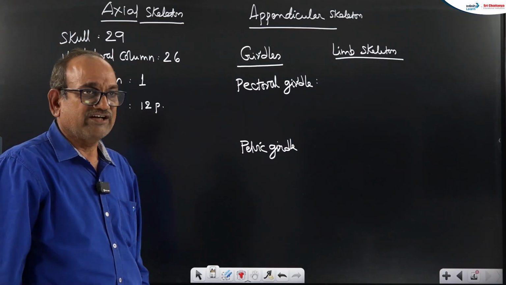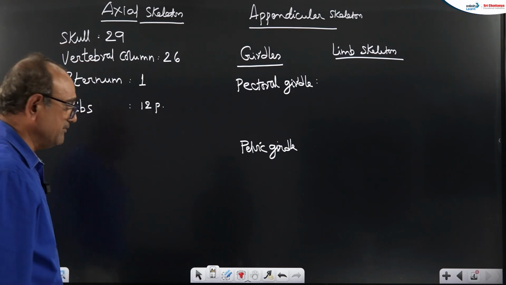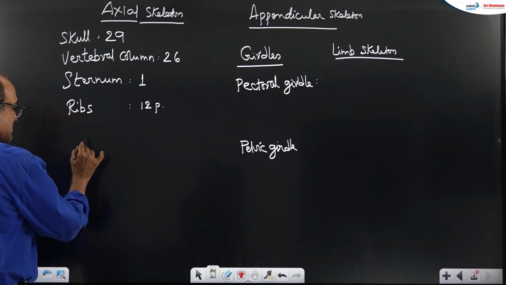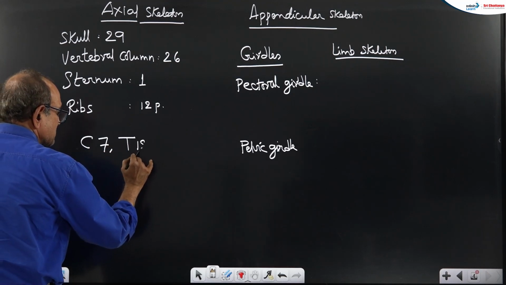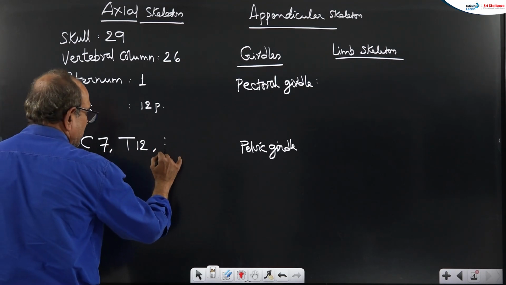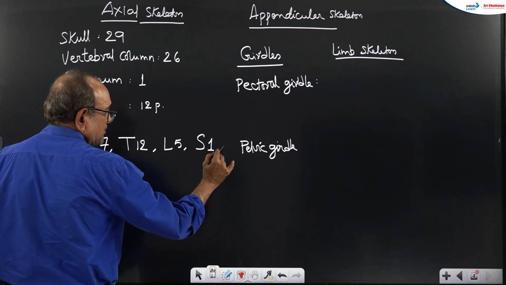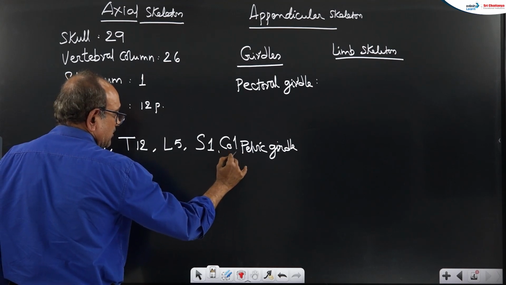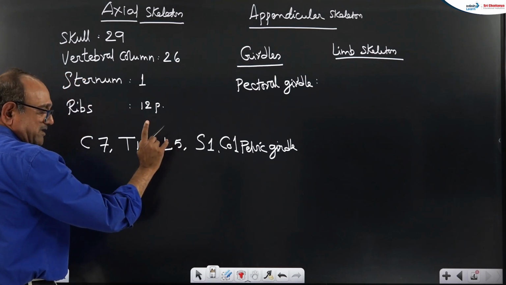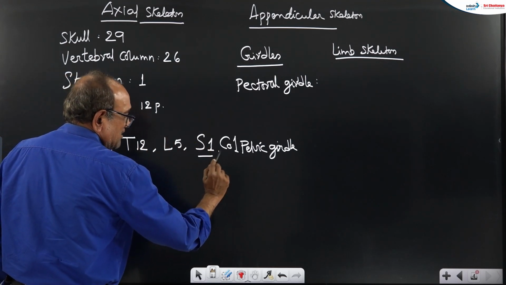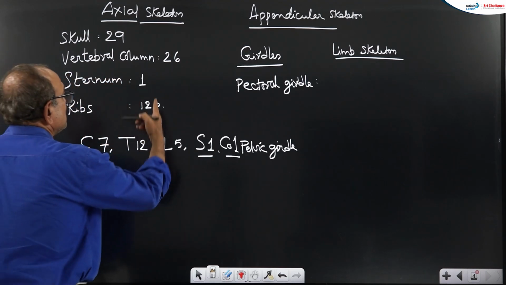Next part of the axial skeleton is the vertebral column. There are a total of 26 vertebrae. There are 7 cervical vertebrae, 12 thoracic vertebrae, 5 lumbar vertebrae, a single sacral vertebra, and 1 coccygeal vertebra. Cervical 7, thoracic 12, lumbar 5, sacral 1, coccygeal 1. Sacral and coccygeal vertebrae are fused vertebrae, altogether 26.